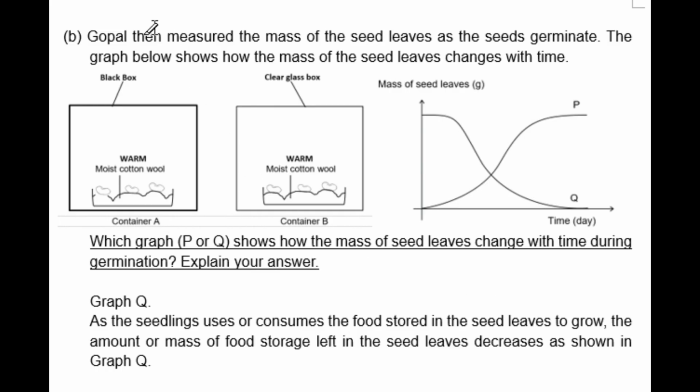B. Gopal then measured the mass of the seed leaves as the seeds germinate. The graph below shows how the mass of the seed leaves changes with time. Which graph, P or Q, shows how the mass of seed leaves changes with time during germination? Explain your answer. Graph Q. As the seedlings use or consume the food stored in the seed leaves to grow, the mass of food storage left in the seed leaves decreases as shown in graph Q.